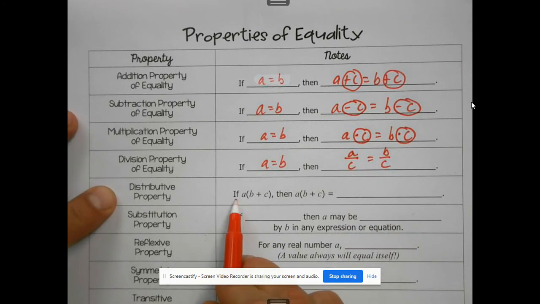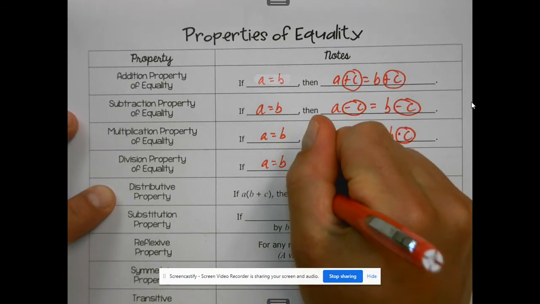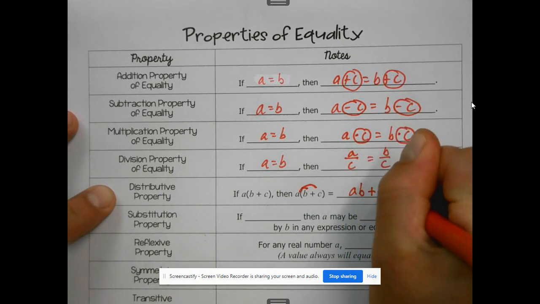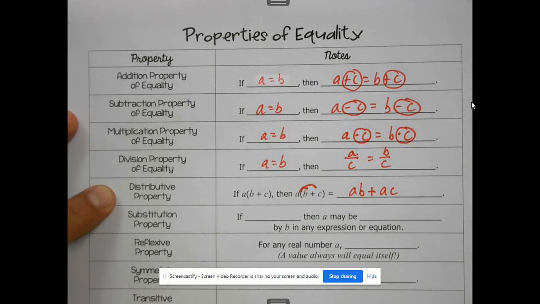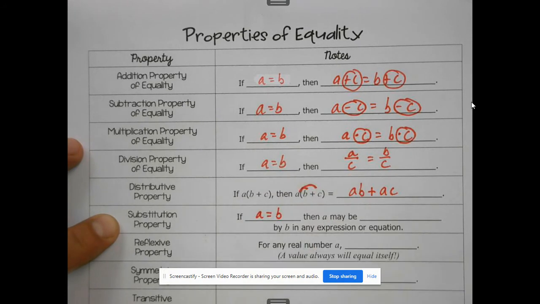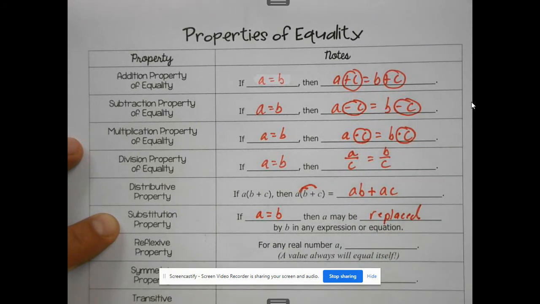Distributive property, if A times B plus C, then A times B plus C has to equal, and we're just going to distribute that A to both pieces. So that would come out to be AB plus AC. Substitution property, if A equals B, then A may be replaced by B in any expression or equation. And I'll talk more about this one once we get into some more of the notes here. But that is your substitution property. Just kind of remember the word replace, replace, replace.